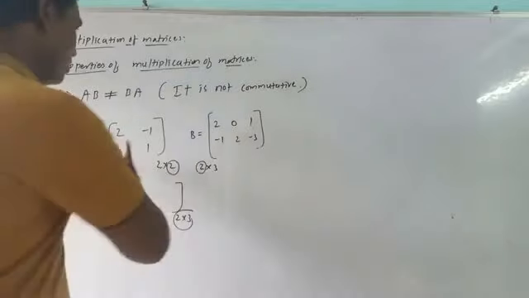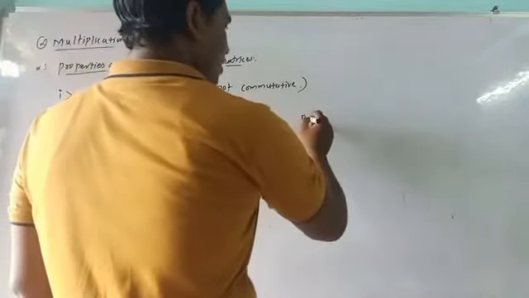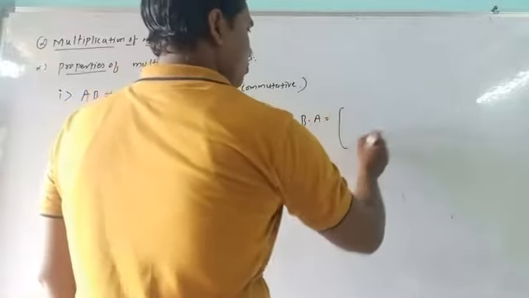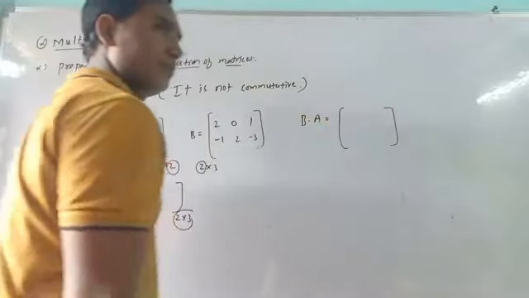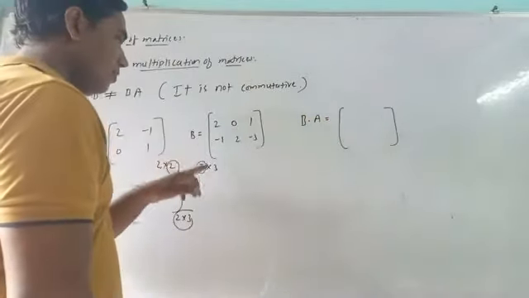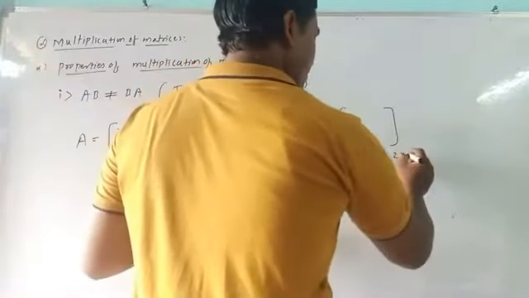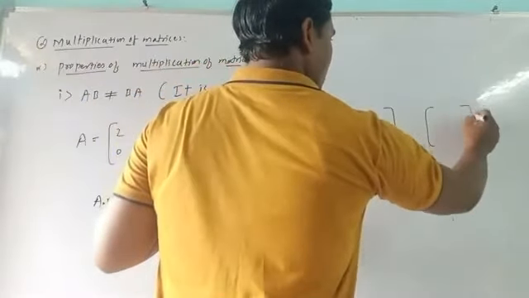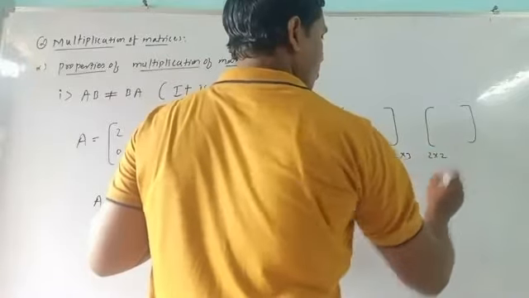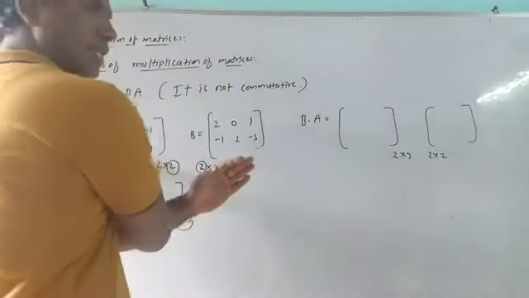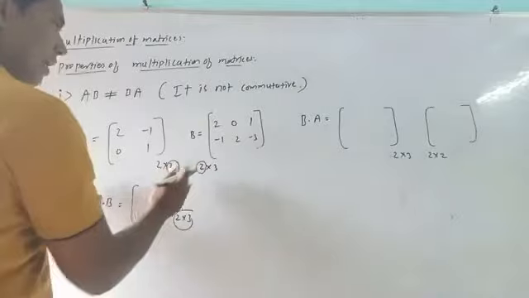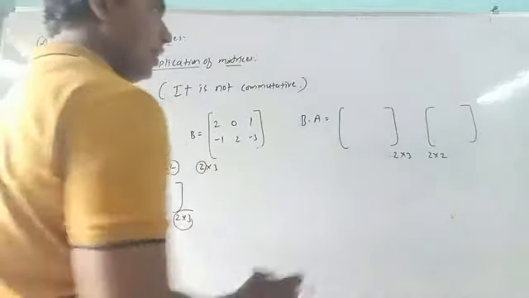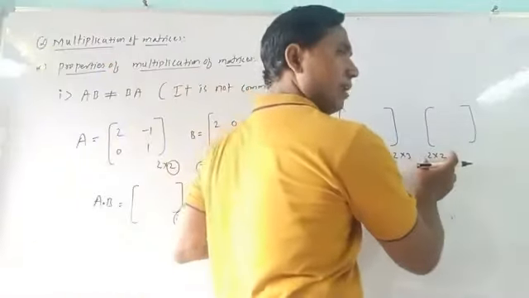Now reverse them. Reverse them means if you multiply B into A, first comes the B matrix. Now what is the order of the B matrix here? 2 by 3. And the order of matrix A is 2 by 2. First we multiplied AB, then we reverse to B into A. So first comes B, then second comes A.